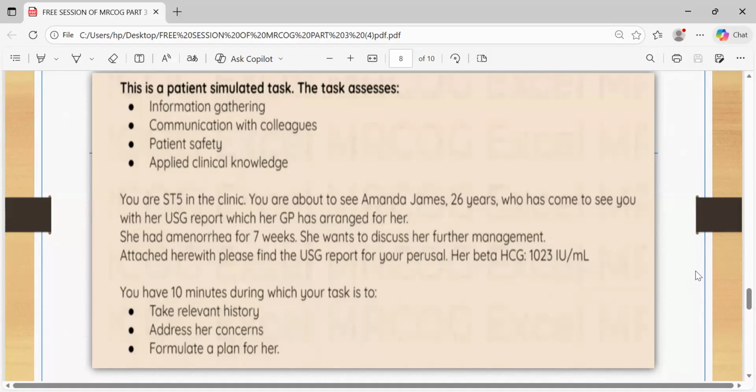See, the first four lines are very important because every task, either a structured discussion or a simulated patient task, is tested on the following: information gathering, communication with colleague, patient safety, and applied clinical knowledge. So it's important for any task to be solved according to the domains of the MRCOG Part 3 assessment.